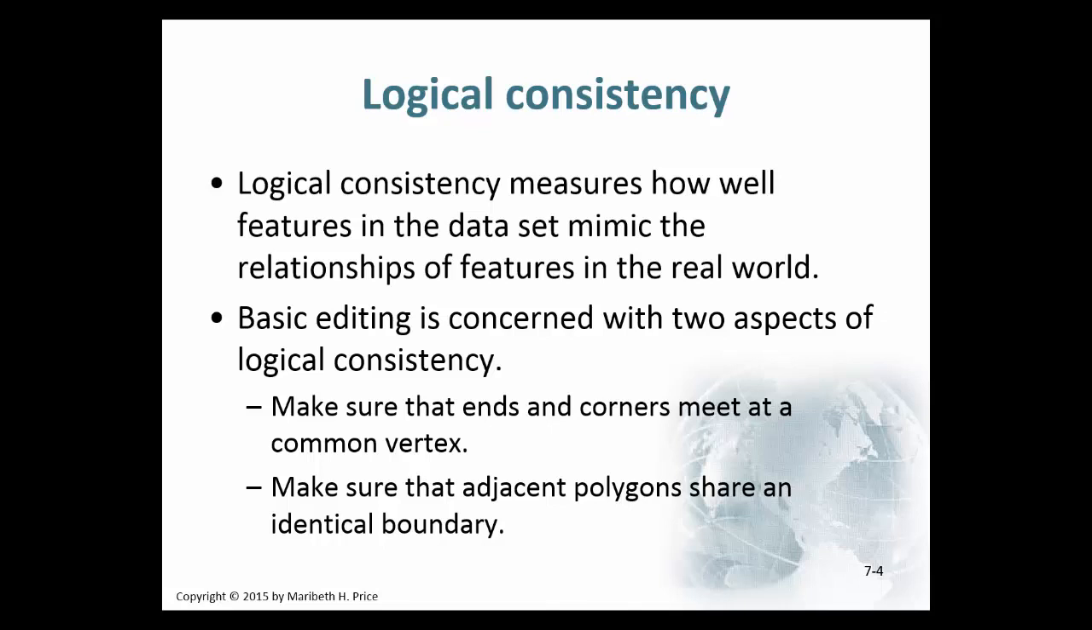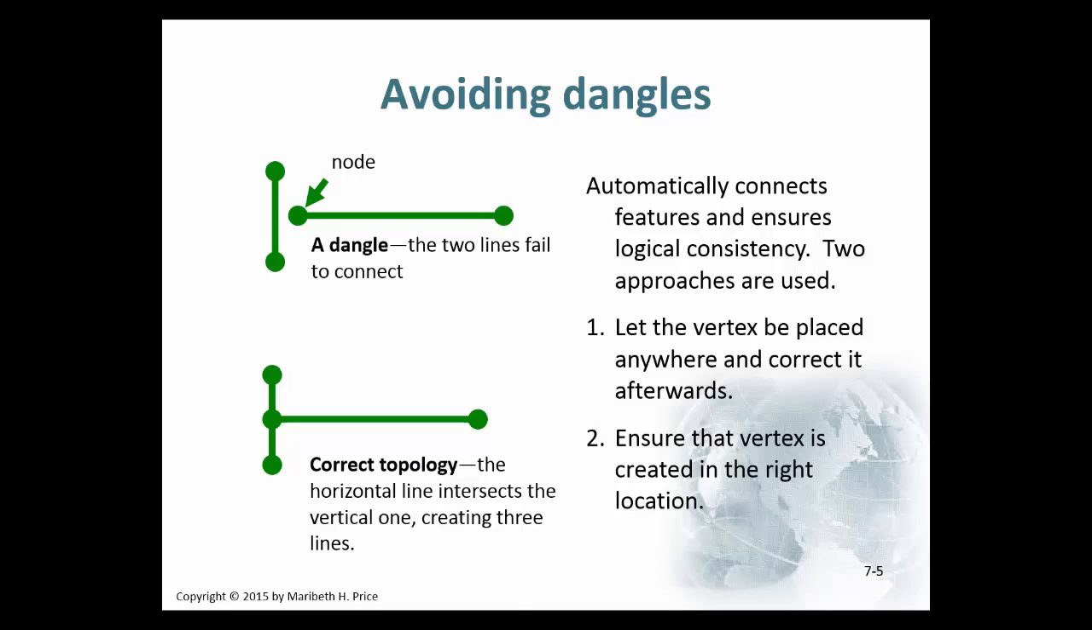Logical consistency means how well the digital features mimic the relationships of the real-world items. There are two basic aspects. Ends and corners should meet at common vertex, and adjacent polygons should share an identical boundary. Dangles occur when two lines fail to meet. This is an example of an undershoot. An overshoot is an example of the dangle crosses over the terminating feature.